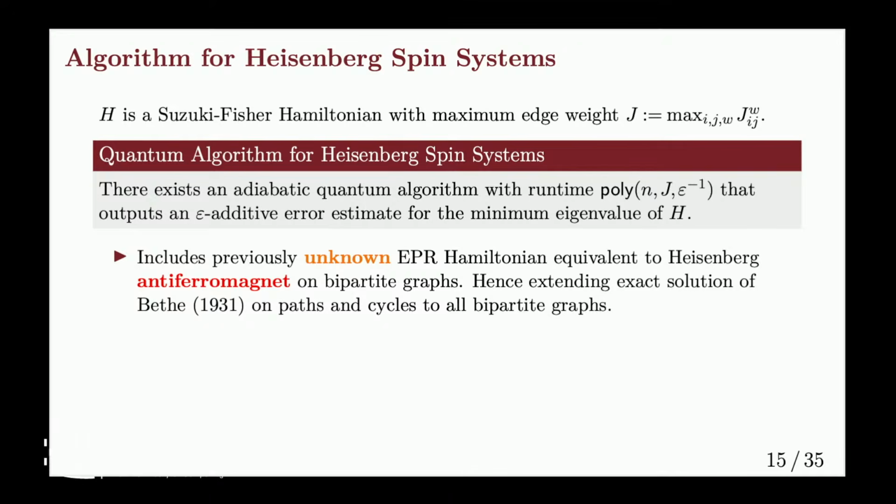I'll tell you why we're excited about this result: it includes this previously unknown EPR Hamiltonian, which is equivalent to the Heisenberg antiferromagnet on bipartite graphs. And if you wanted to consider the ground state of this harder model, the antiferromagnet, it goes back to the Bethe ansatz from 1931 that handled paths and cycles. And now we can do any bipartite graph, at least with access to a quantum computer.